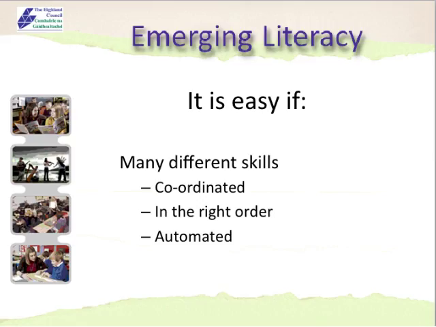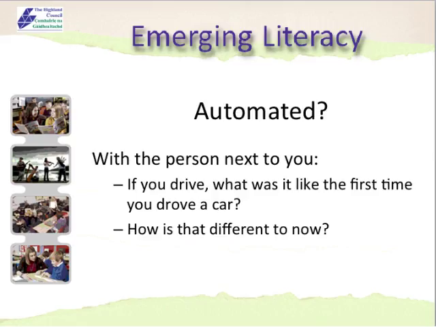So that little writing task we gave you, it is easy if you have all those many different skills, if they're coordinated, if they come out in the right order, and here's probably the most important concept, if they are automated. So we're going to take a couple of minutes to explain what that means. Either think about or discuss with a person next to you. If you drive, what was it like the first time that you drove a car? Think about this and compare that with how it might be now. You should now pause the video.